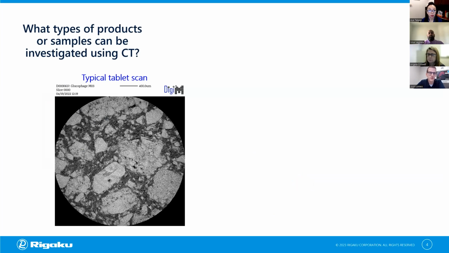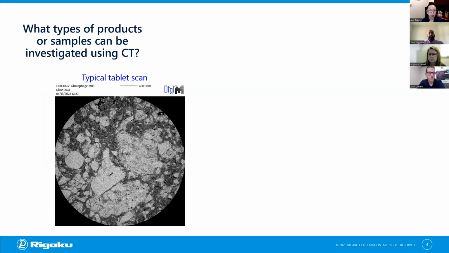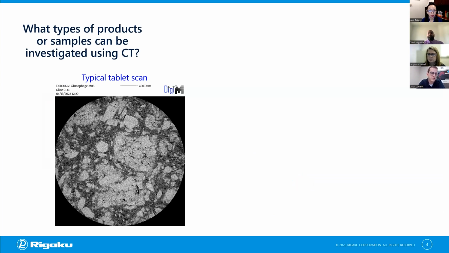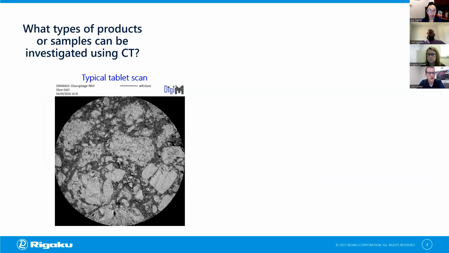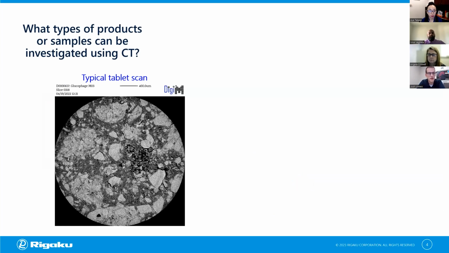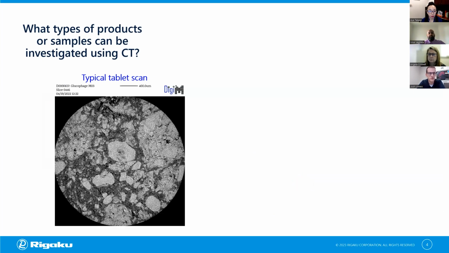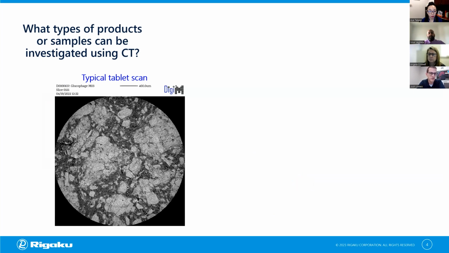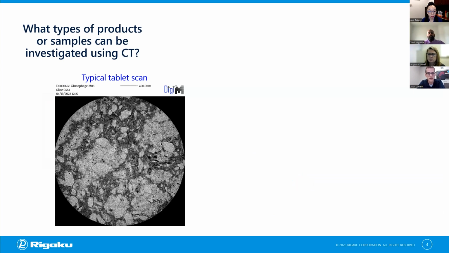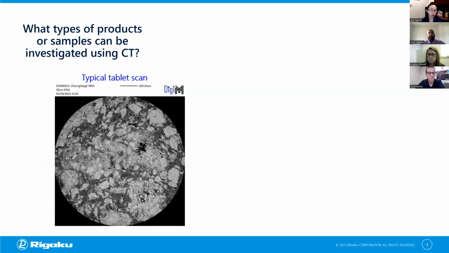So just to look at what typical CT data looks like, this is what a typical tablet scan looks like, where we can actually visualize the distribution of active ingredients and inactive ingredients or excipients. And then we can also see within this tablet the distribution of porosity, cracks, as well as the different associations that they may have with each material phase.